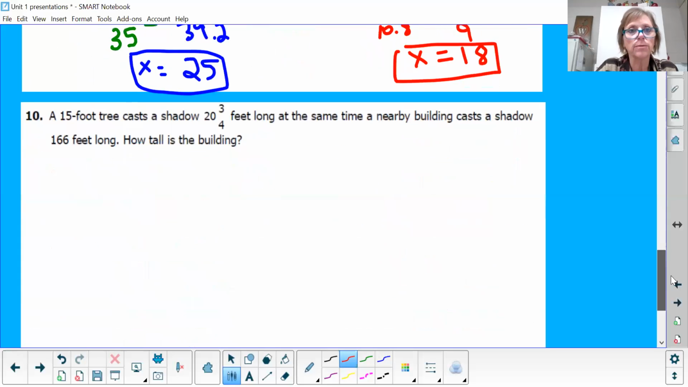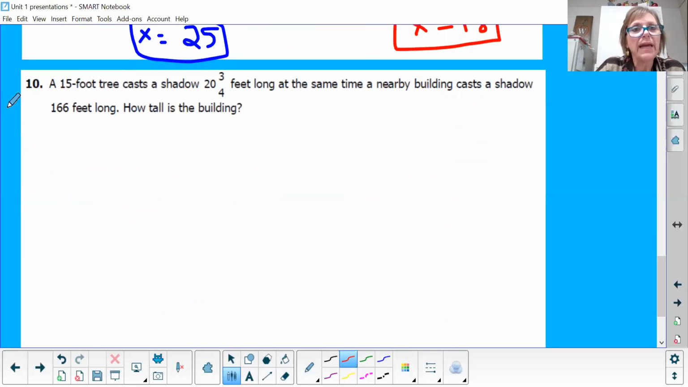Okay, last picture. A 15-foot tree casts a shadow that is 20 3/4 or 20.75 feet long. At the same time, a nearby building casts a shadow. So I see the word shadow. So I'm going to draw 2 triangles. Okay, a 15-foot tree. This is the height of the tree. This is the length of the shadow. So I'm going to put the 15 here. 20.75.